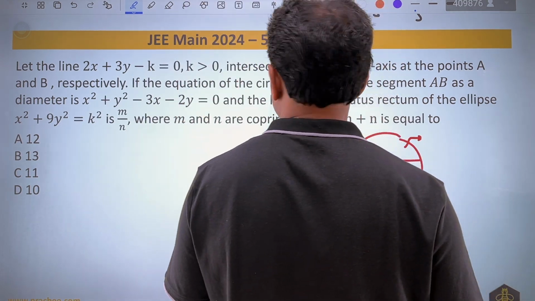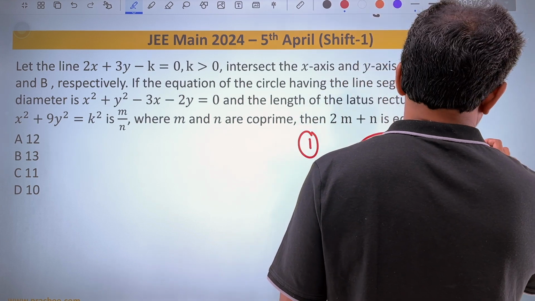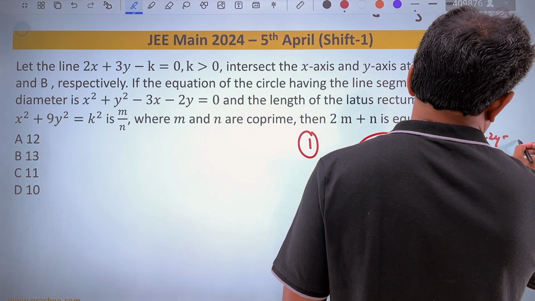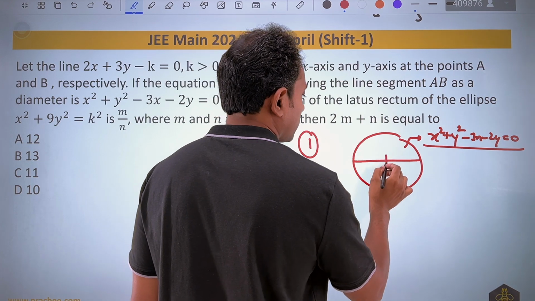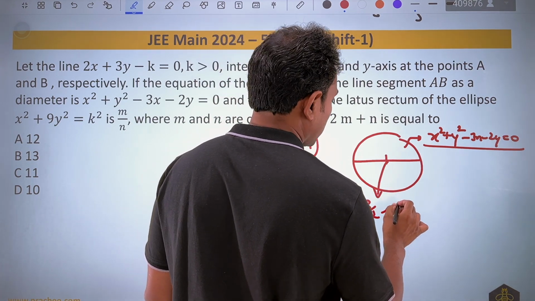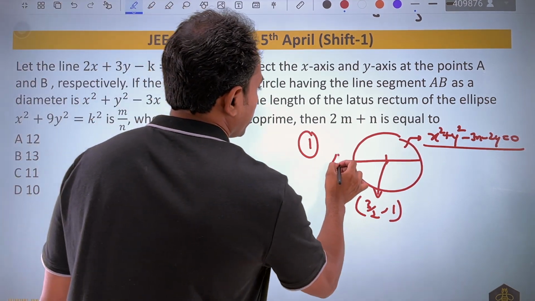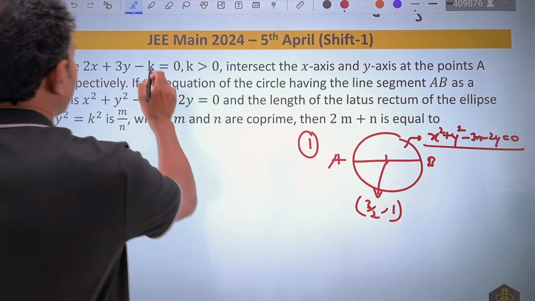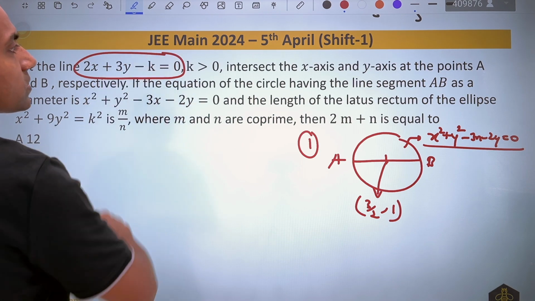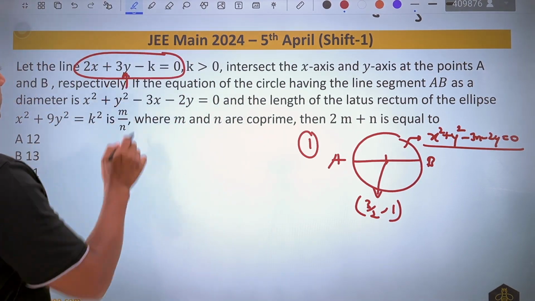The equation is given as x square plus y square minus 3x minus 2y equal to 0. So if you closely observe, the center of this circle, which will be of importance to us, will become 3 by 2, comma 1. Now what they have said is the value of points A and B we can find by putting this line that is given to us. This intersects the x-axis at point A. So if I put y equal to 0, I will get the x coordinate.